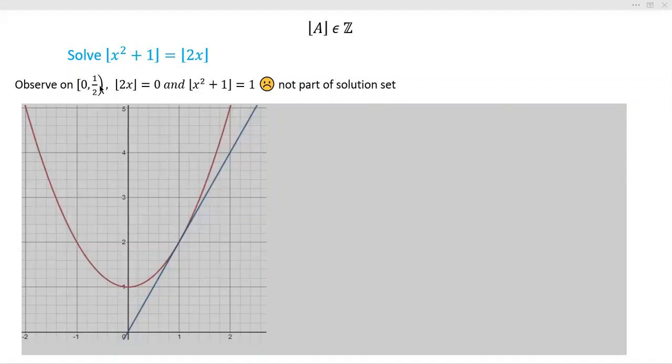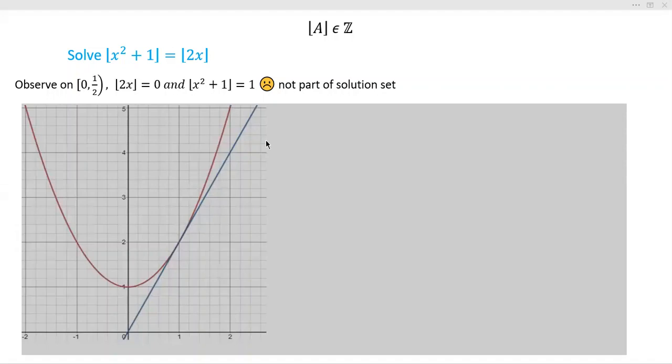Now notice here it is crucial to exclude 1/2, because 2 times 1/2 would give you a floor of 1. All right, so again, we're excluding the closed interval 0 to open interval 1/2. Now also, just before we move on to the next screen, notice that at 2, the floor of the 2x function is equal to 4. 2 times 2 is 4, and the floor of an integer is the integer itself. But notice the graph indicates you're at 5 up here. So the floor at 2 for x squared plus 1 would be 5.